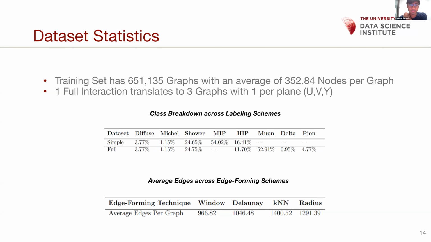Okay. So then how many events does this correspond to? Yeah, so the training set is basically the 651,135 graphs. One full interaction will just be a third of this number because we get 3 graphs per interaction, one from each of the planes.